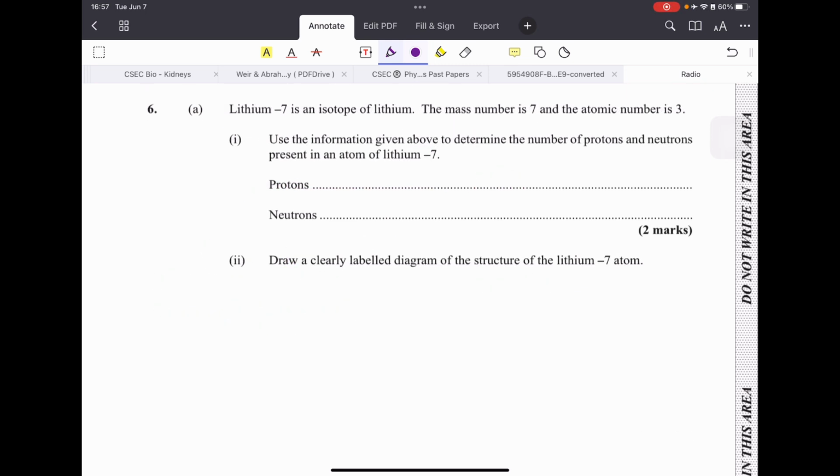Okay, let's take this next question. Lithium-7 is an isotope of lithium. The mass number is 7 and the atomic number is 3. Use the information given above to determine the number of protons and neutrons present in an atom of lithium-7. So they kind of give us the answer here. The atomic number is 3, and we know the atomic number and the proton number are the same. So therefore it has 3 protons. And how do we figure out the neutrons? Well, the mass number is 7. So if we know there are 3 protons, to make up the 7, we will need 4 neutrons. 3 plus 4 is 7.